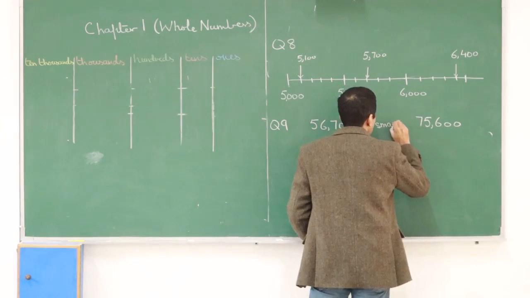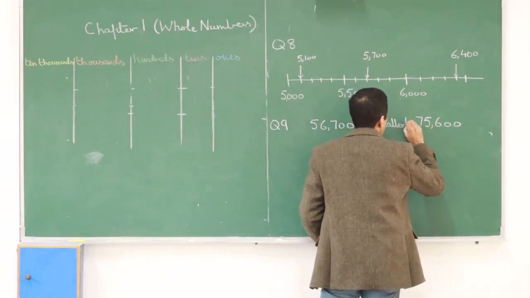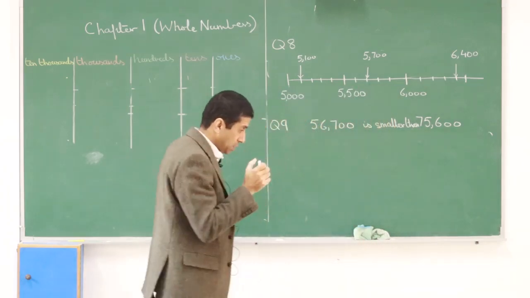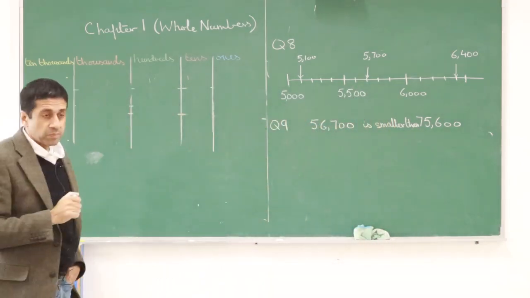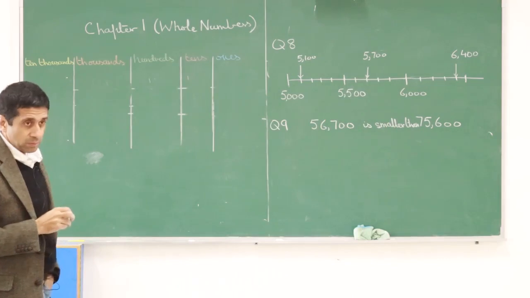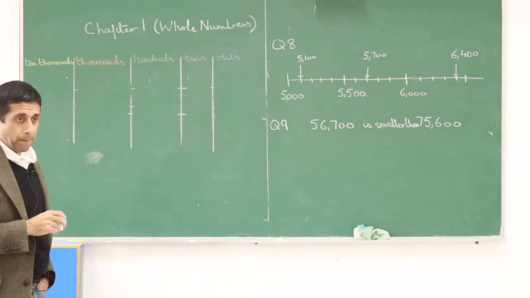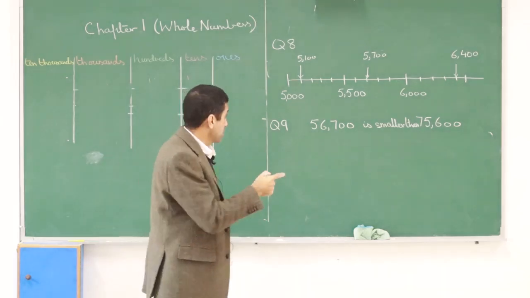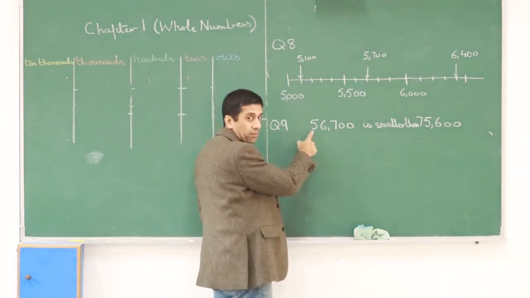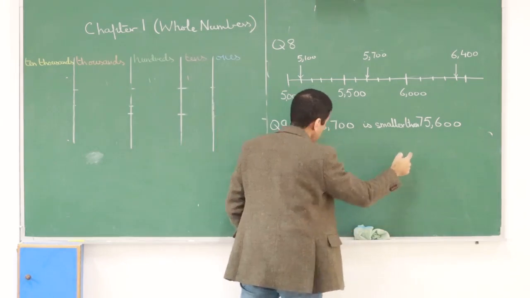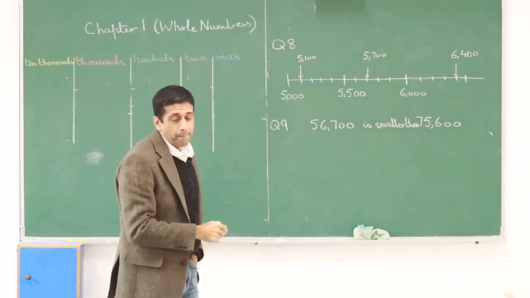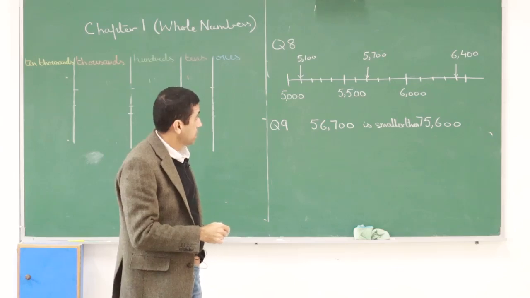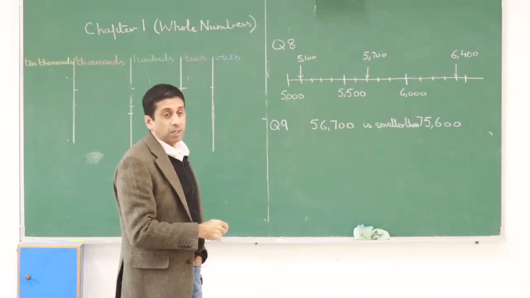Why is that? Can you convince me? Because the first thing I looked at was the 10,000s. Okay, why is that? That's great. So this is what you're telling me. You looked at the 10,000s. This was a 5. This was a 7. So 5 is smaller than 7. Yes.